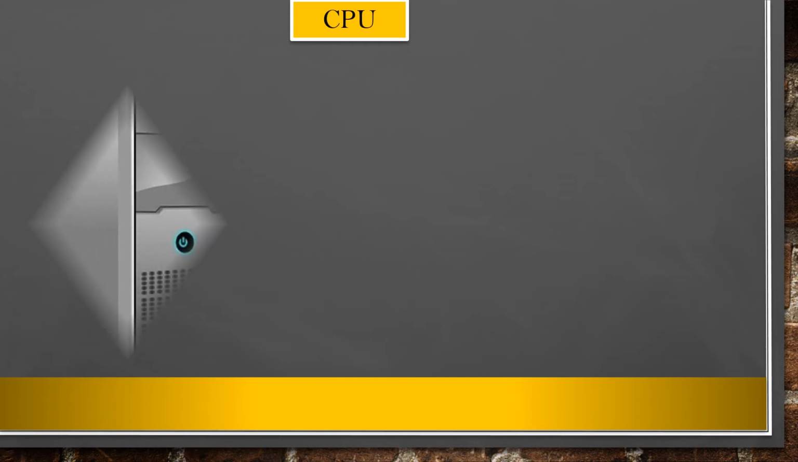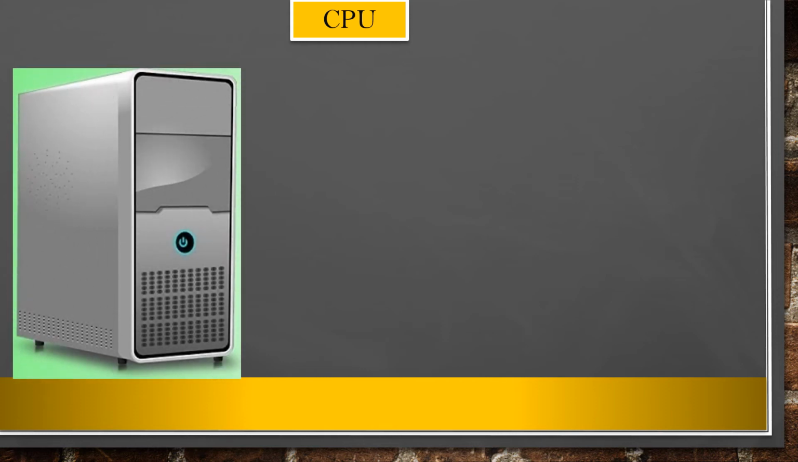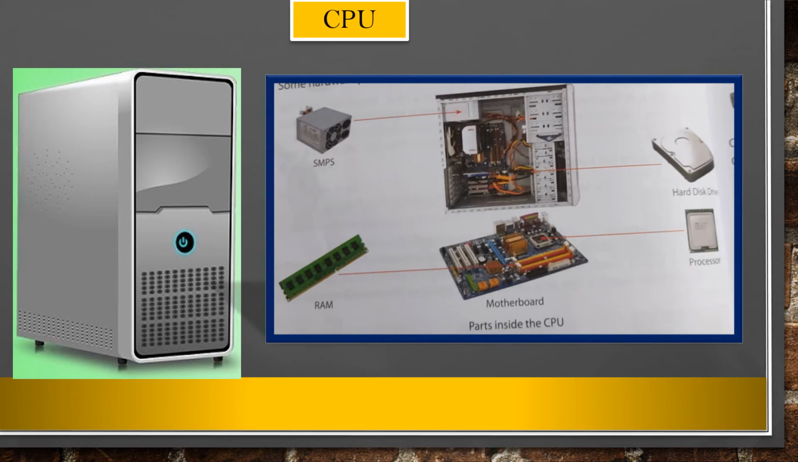Next is CPU. The central processing unit is the main part of a computer. It is the brain of computer. This is where a computer does all its processing work and it is also called the system unit. Now we'll see parts inside the CPU.